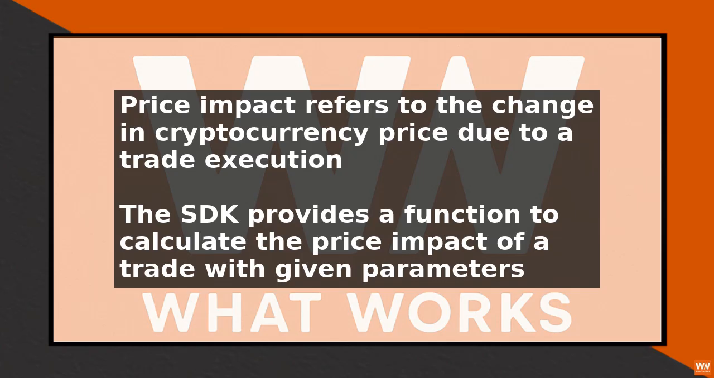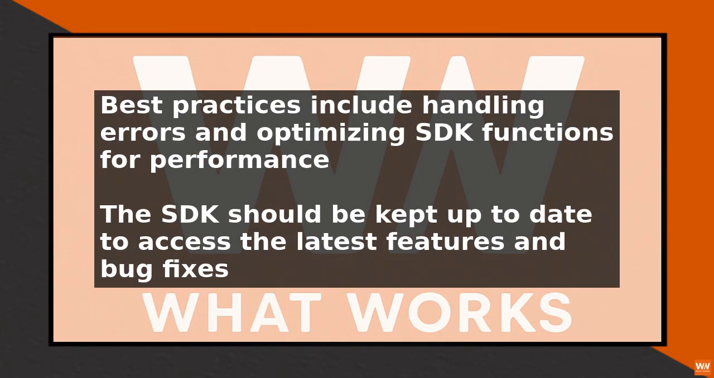Best practices for using the Uniswap SDK include handling errors and exceptions properly, using the correct token pairs and trade types, and optimizing the SDK functions for performance. It is also essential to keep the SDK up to date with the latest version to ensure that you have access to the latest features and bug fixes.